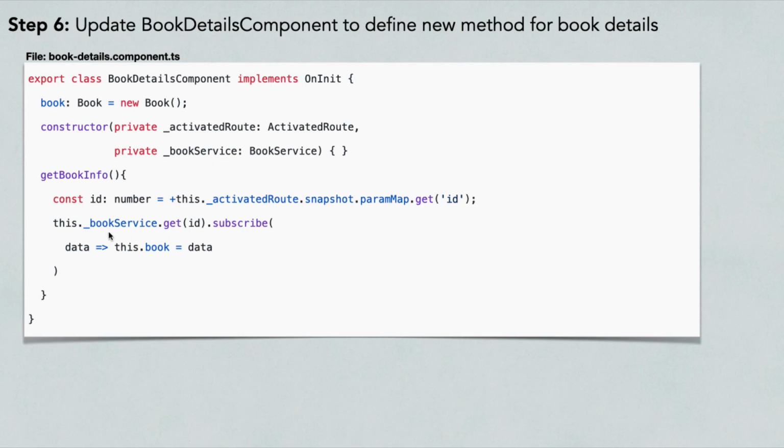And finally we're going to make use of the book service to call a service method, and then we're going to subscribe to that method. To the subscribe method we're going to pass a parameter. That parameter will be an arrow function, and we're going to assign the response to the book field which we have defined above.